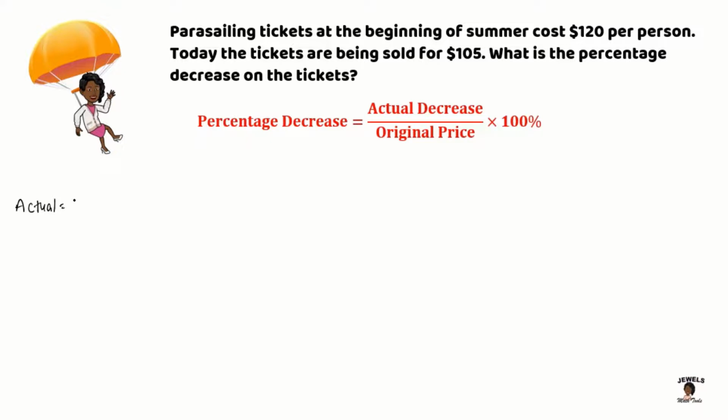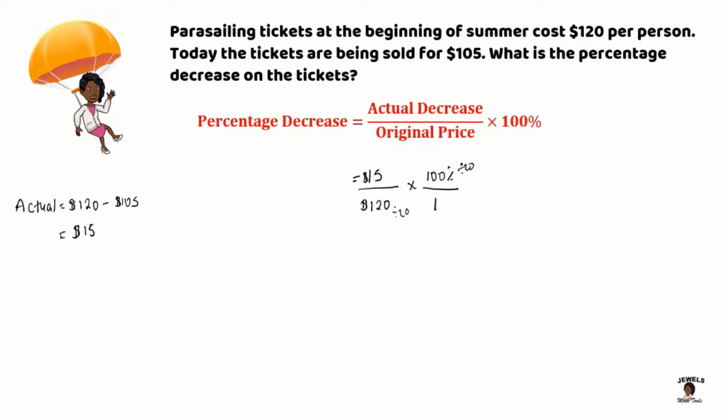So I'm taking my amount, which is $120, and subtracting $105 from that amount, which will equal $15. So my actual decrease is $15 all over my original price of $120. And that is being multiplied by 100%, and I'll write back my denominator of 1. And to reduce my fraction, I can divide both 100 and 120 by 20.